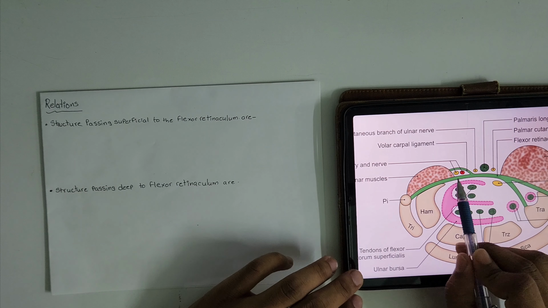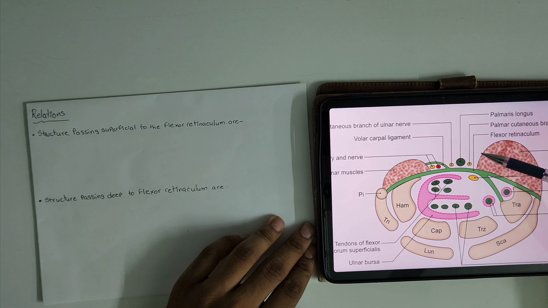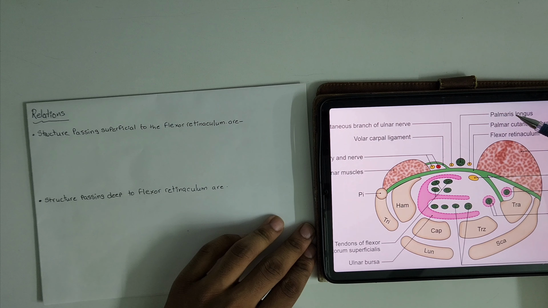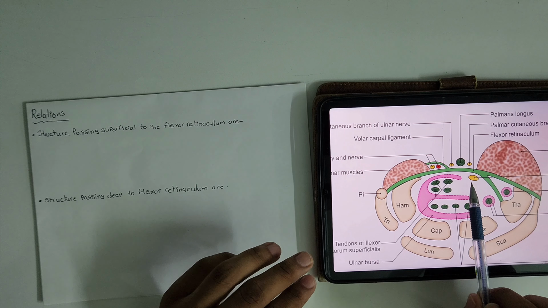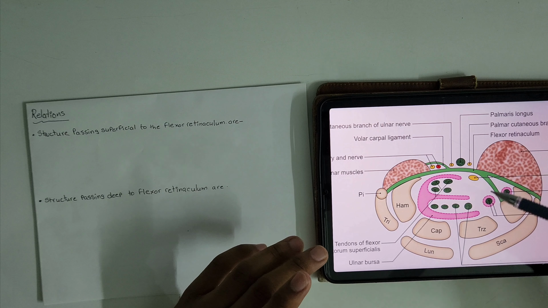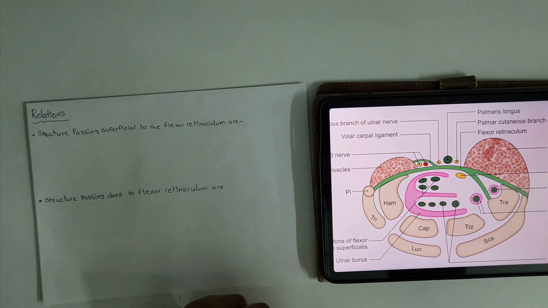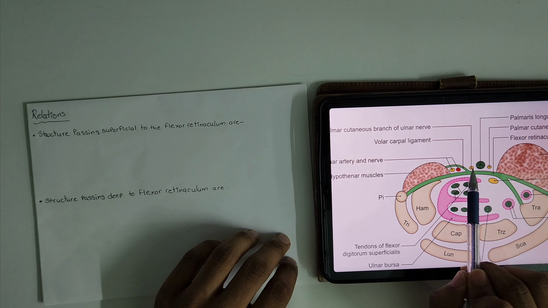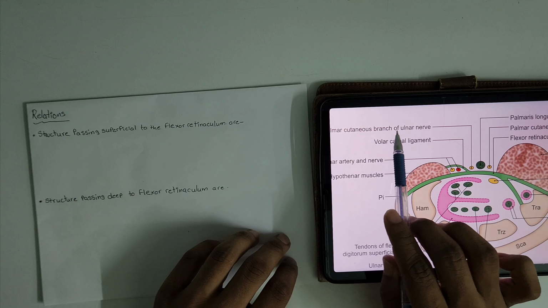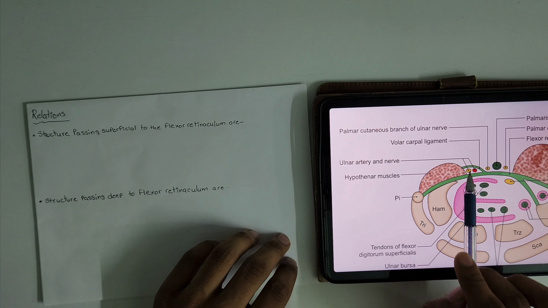Structures passing above the flexor retinaculum are, this is our palmaris longus, tendon of palmaris longus muscle. This one is our median nerve, which is going beneath the flexor retinaculum, but its branch, palmar cutaneous branch of median nerve, is going above the flexor retinaculum. Here I have palmar cutaneous branch of ulnar nerve, and I have ulnar artery and nerve.